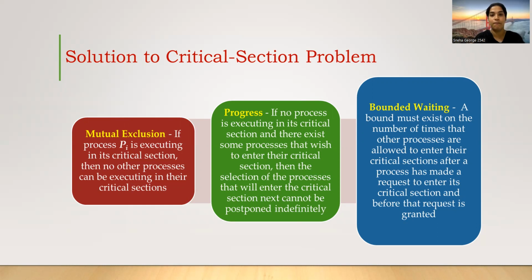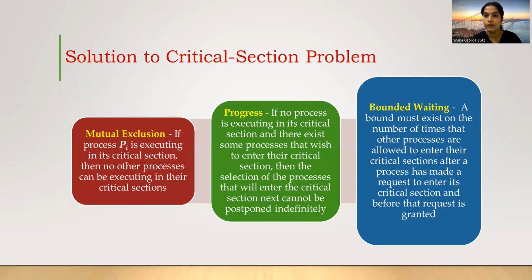The second solution is progress. The definition is: if no process is executing in its critical section and there exist some processes that wish to enter the critical section, the selection of the process that will enter next cannot be postponed indefinitely. So progress means that currently, among P1, P2, P3, no process is executing in the critical section. In such a case, you can give a chance to a process to enter and execute its critical section without postponing indefinitely. That is what is called progress.